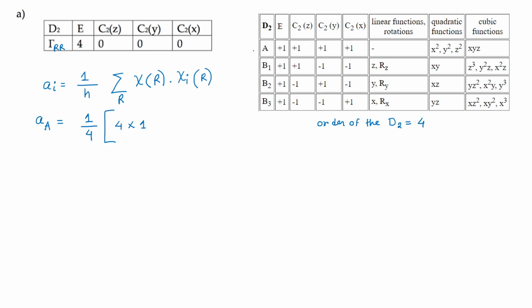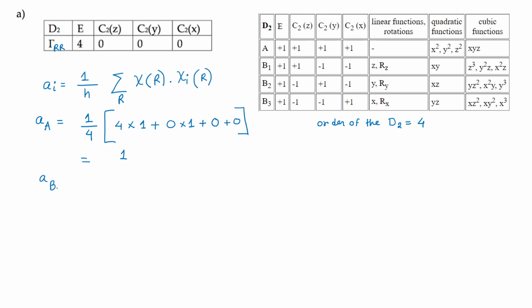For this irreducible representation we are working on A. Then 0 is the next character, for C2(z), and we multiply by 1. All the others will be 0, because in this reducible representation all the other characters are 0. So what you are going to see is 1 over 4 times 4, and you are going to get 1. So in your reducible representation, A is there one time.